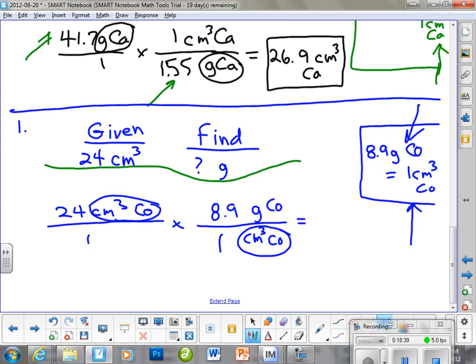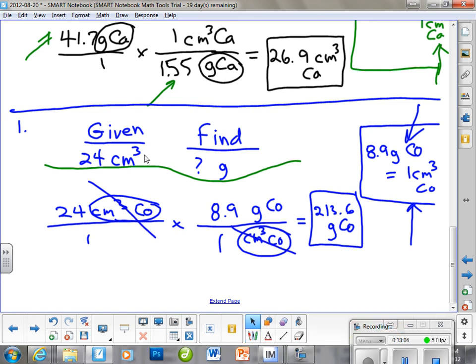We do the numbers, and we got 24 times 8.9, and that's 213.6, and this is grams of cobalt, and we have completed that problem successfully. These guys, of course, canceled out, and there we go. You have seen how the homework goes on this paper.